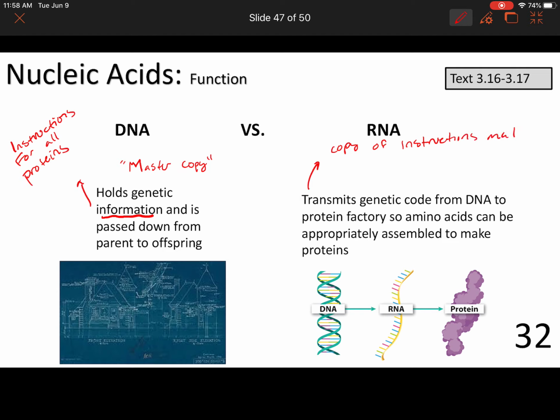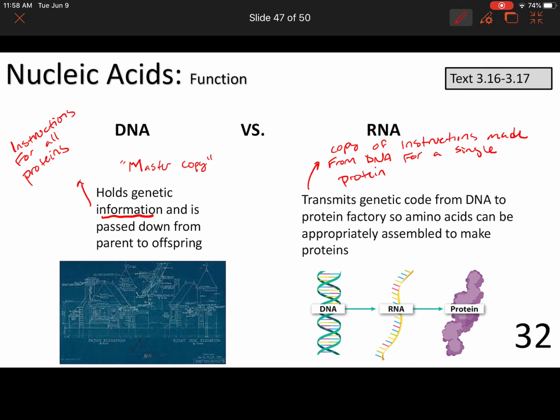Now, RNA. RNA is a copy of a single protein. So it's a copy of instructions made from DNA for a single protein. We're going to have an entire chapter dedicated to talking about how proteins get manufactured, okay? But during the manufacturing process, you need to have instructions for building the protein.